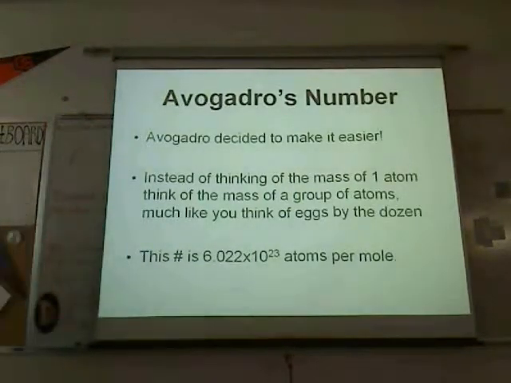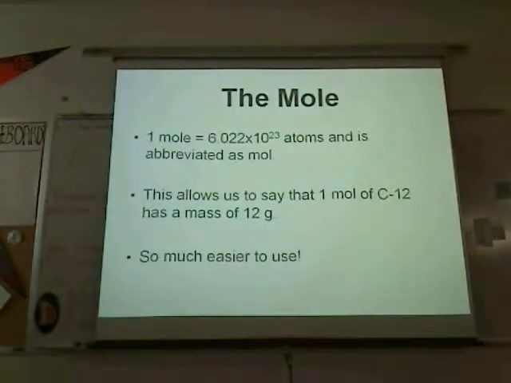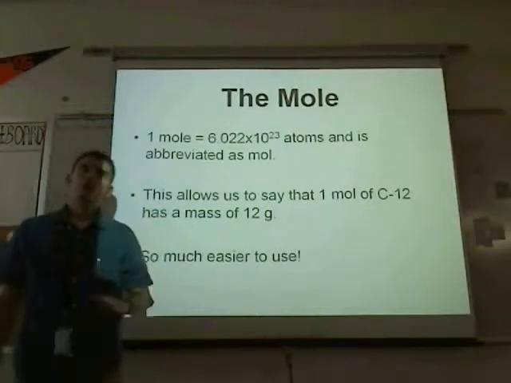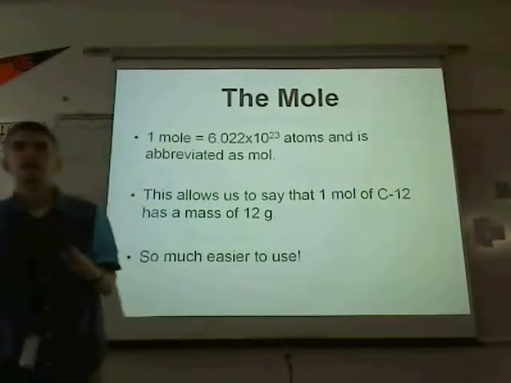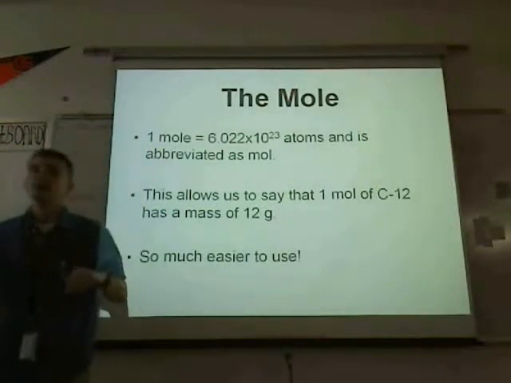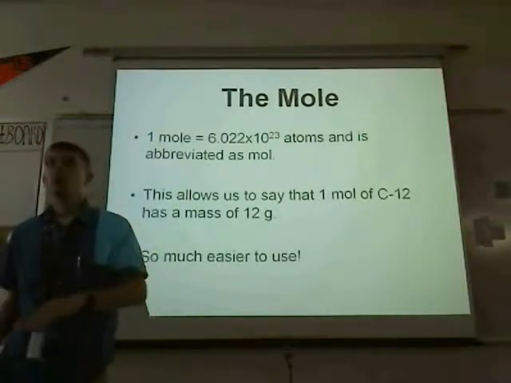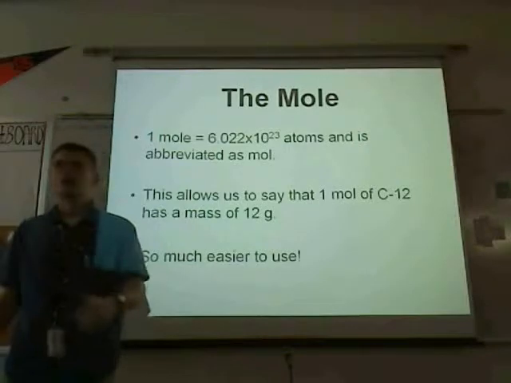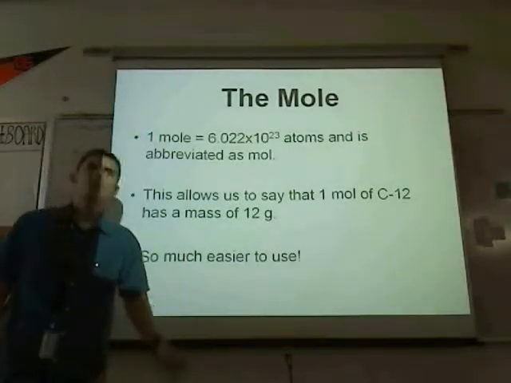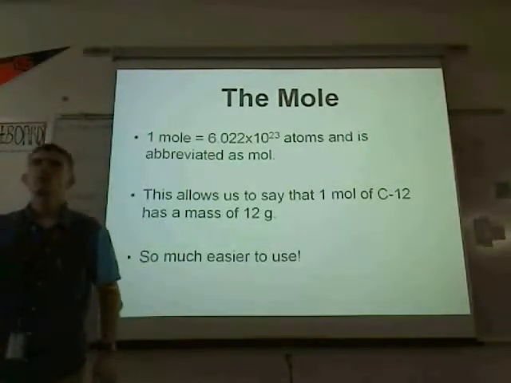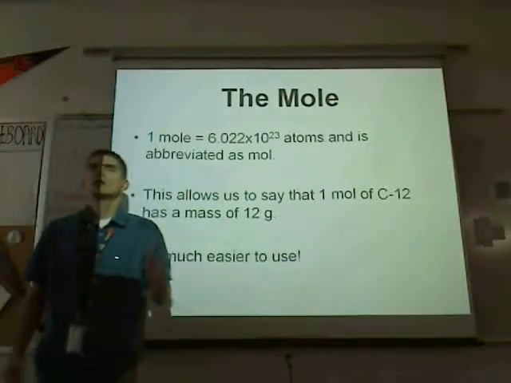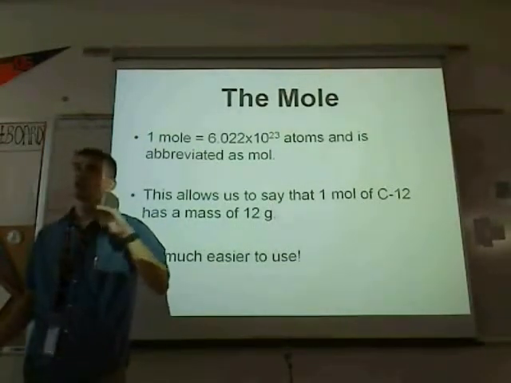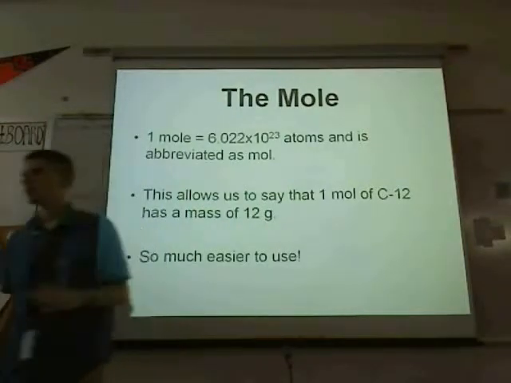And this makes it so much easier. Look at this. Now we can say, instead of one atom of carbon weighing 1.99 times 10 to the negative 26 kilograms, 1 mole of carbon weighs 12 grams. 1 mole of oxygen weighs 16 grams. 1 mole of helium weighs 4 grams. 1 mole of beryllium, right? So you just look at the periodic table, you find the atomic mass, and that turns to grams. And it's so much easier to work with.